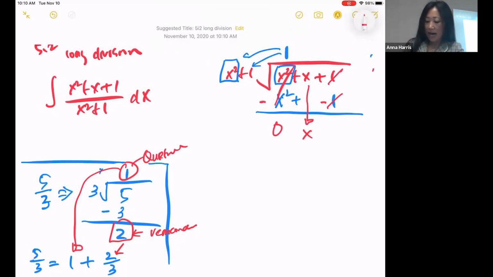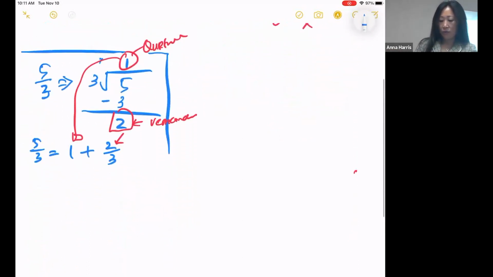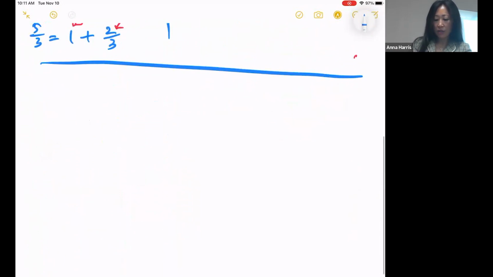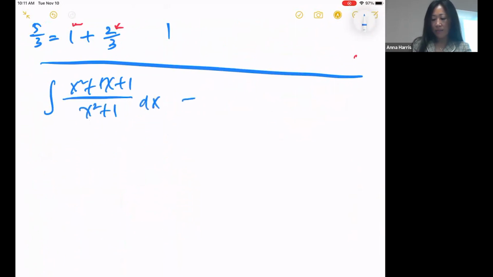All right, so I can rewrite this problem as 1 plus x over x squared plus 1. Is everybody with me? Now I know how to do this problem. So we're going to rewrite this problem. We just learned that I can write down x squared plus 1 and make that into 2 problems.